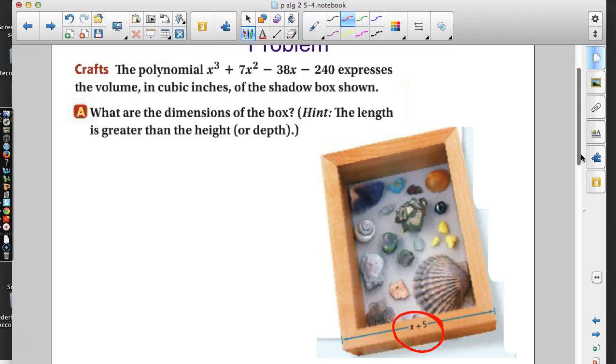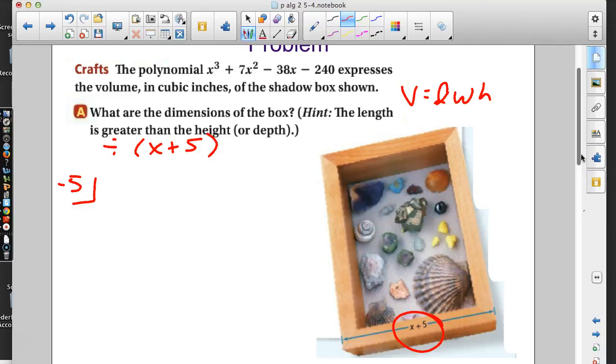X plus 5. Well, volume works this way for boxes. It's length times width times height. We have to take that x plus 5 out of there so we can see what's left. That's division. So we're going to divide this by x plus 5. So, what should I put in this little box? Good, negative 5. It has to be negative.